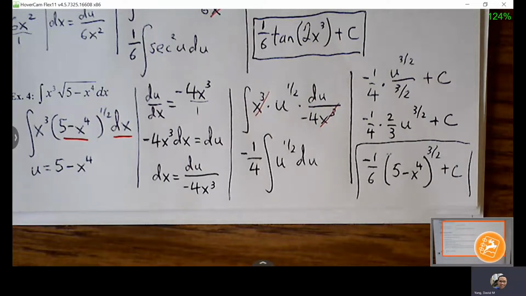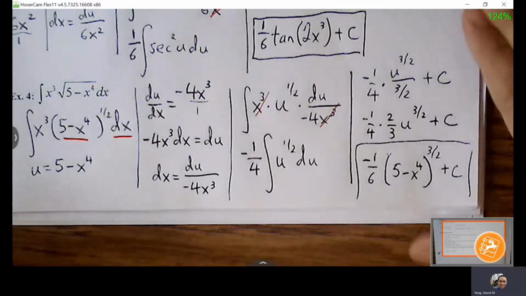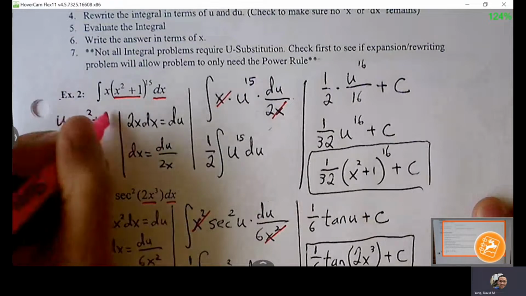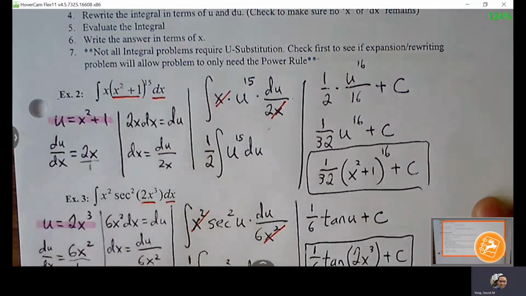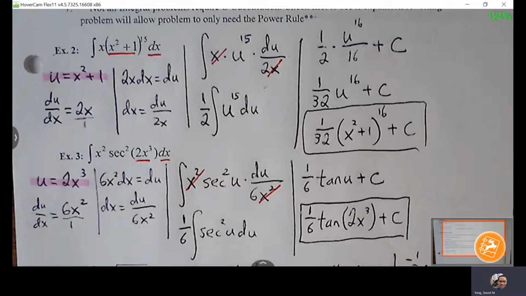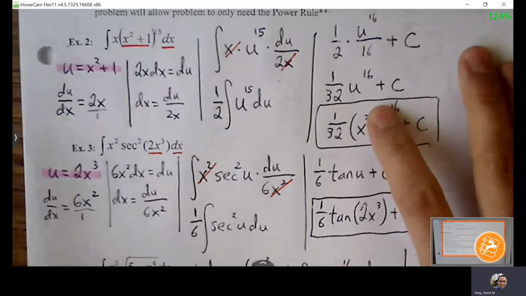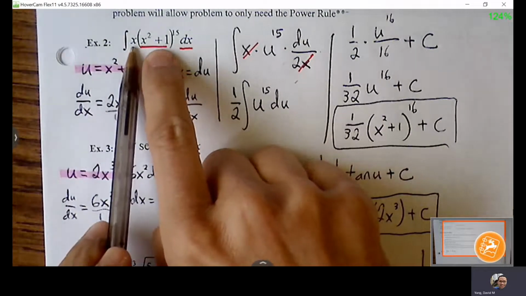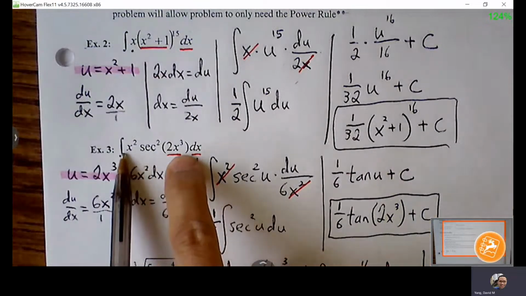Okay, any questions so far? Okay, before you guys flip to the next page, I want you to observe something here with me. I want you to look at all the U values. What is it about these U values that allowed every problem to get all the x's to go away so nicely and cleanly? Can you look at the problem and see why we're able to get all the x's to go away so nicely?